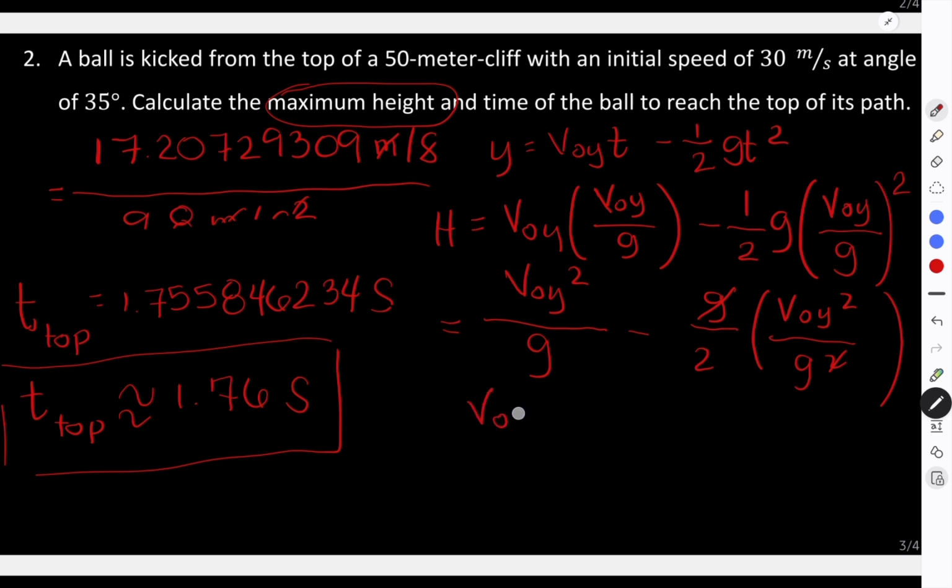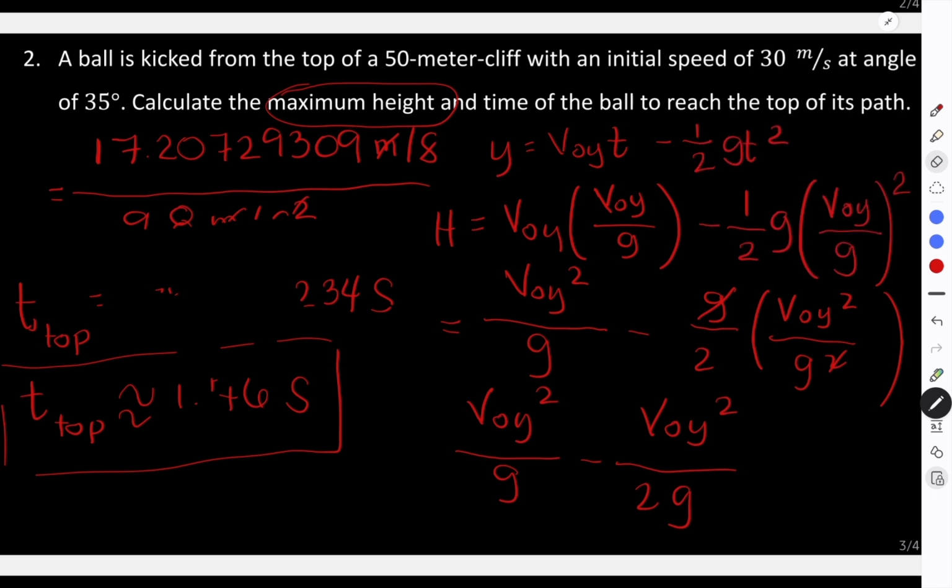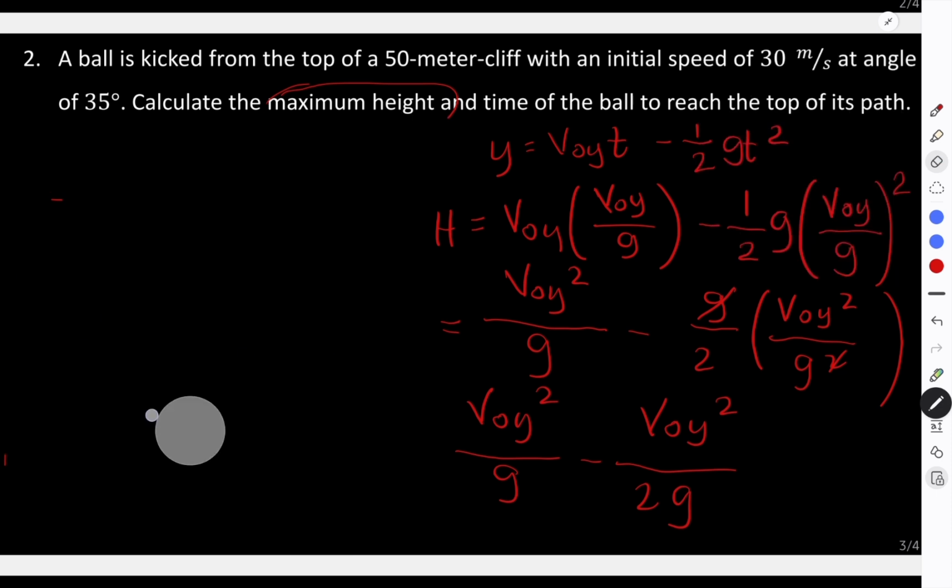Getting that one, initial velocity in y component squared all over the gravity minus, that becomes initial velocity in y component squared all over 2g. Now this time, the LCM, or the least common multiple, in the denominator is just 2g. So gravity g divided by the 2g, we only have 2.